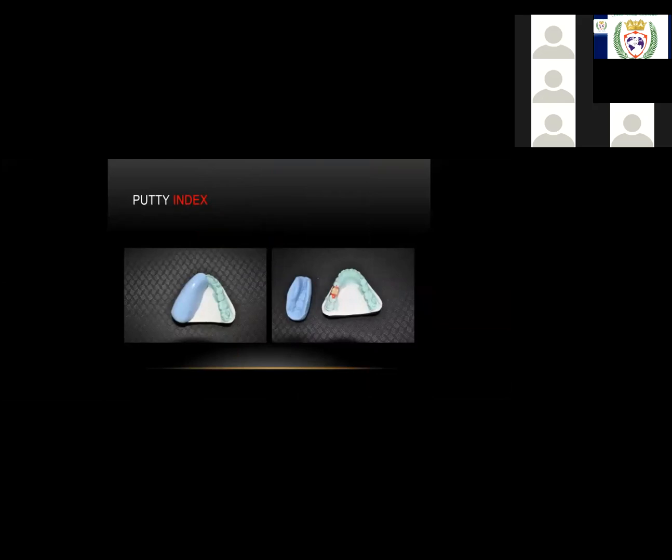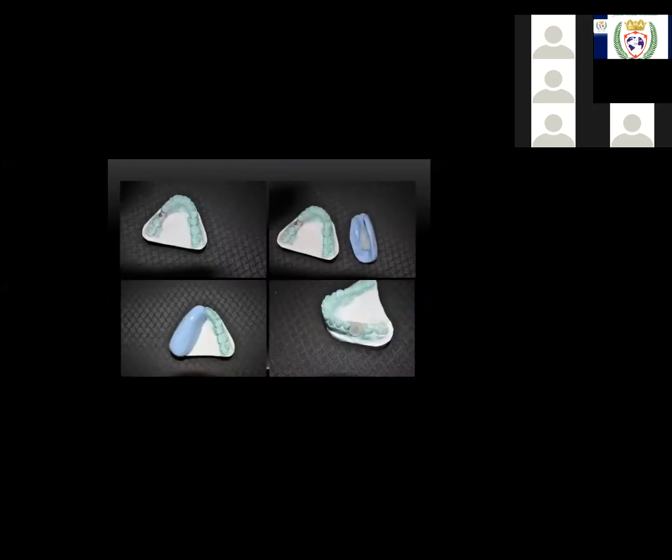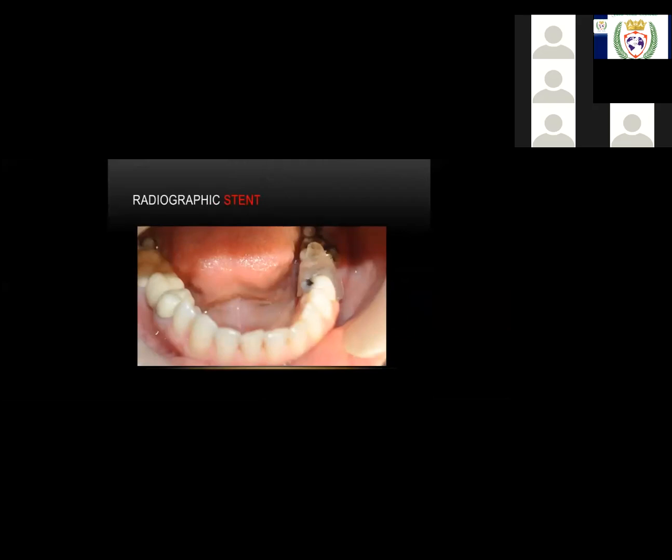So we are going to do a putty index there. With this putty index, we are going to mix a bit of auto polymerizing acrylic resin, and we are going to put a small ball bearing, which we think is a probable position of our implant at the center of the ridge, and we are going to prepare a surgical stent, or at this stage it's called radiographic stent, or you can also call it a dual purpose stent, a radiographic and surgical stent.